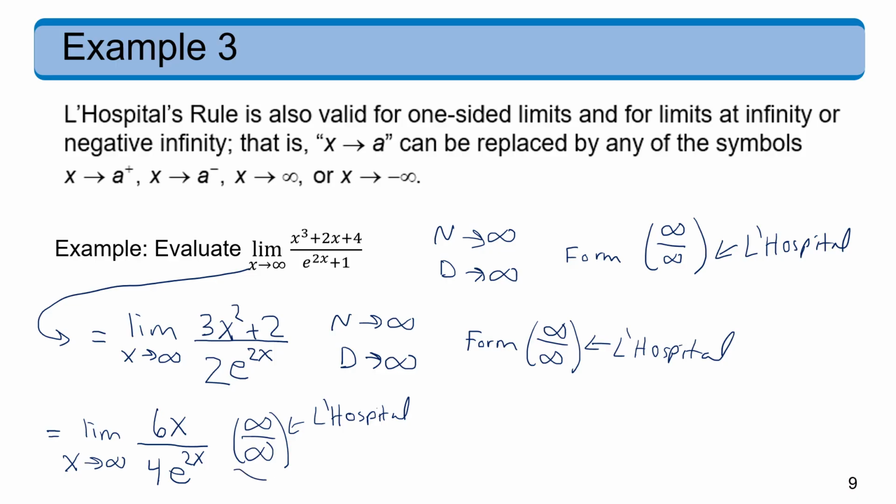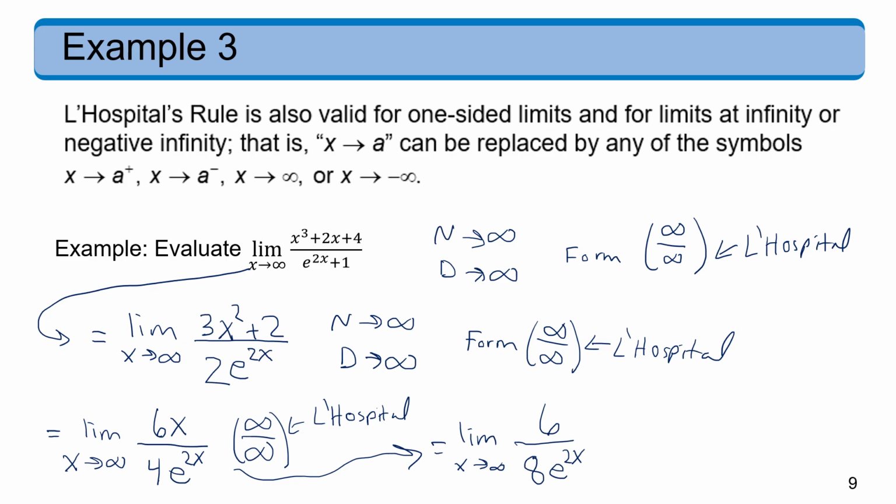So now, continuing on, rewrite our new limit. The numerator, as we just said, derivative of 6x is 6. In the denominator, we carry along the 4. Derivative of e to the 2x is 2 times e to the 2x. And then the 4 times 2 becomes 8. So altogether, that's 8e to the 2x.